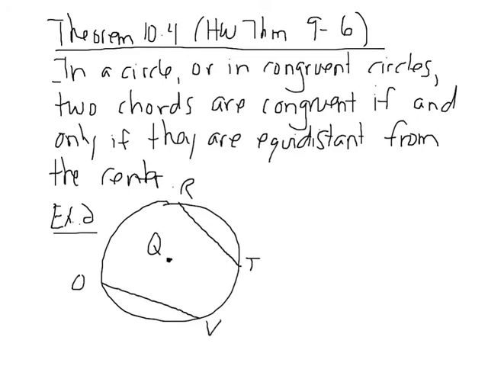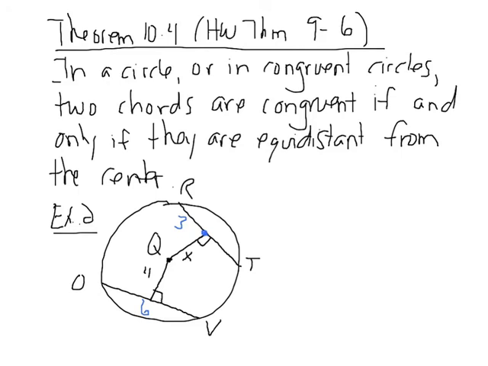The distance from Q to chord RT we'll call x, and the distance from point R to the intersection there is going to be 3 units. The distance from Q to OV is going to be 4 units, and this time all of OV is going to be equal to 6 units.